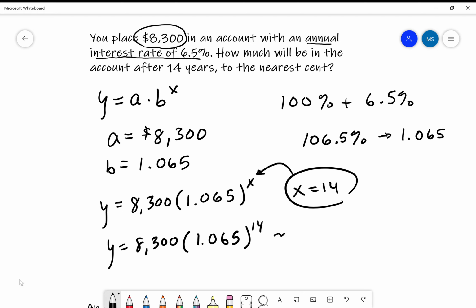That should get us about $20,043.46 if you round that. So you guys can plug it in and see if you get the same thing. You should be getting this $20,043.46. Again, make sure you're always rounding to 2 decimal points when money is involved.